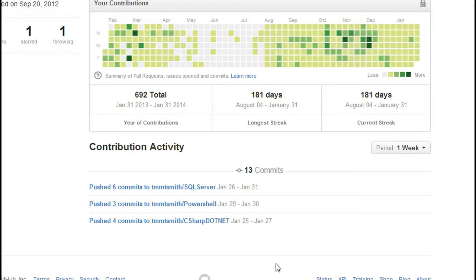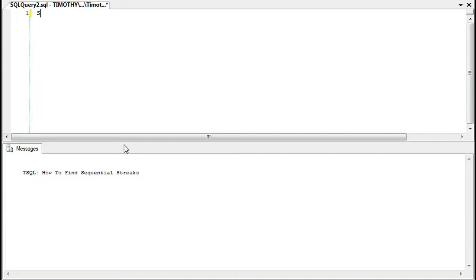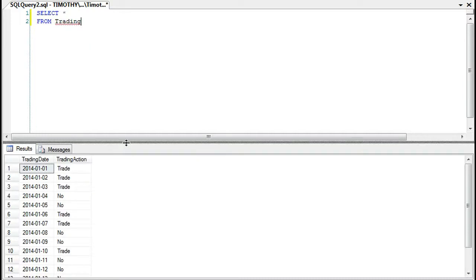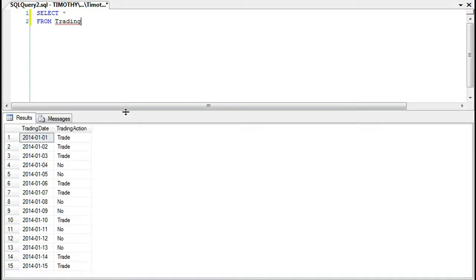With that being said, I have a very simple and contrived table. I say contrived because you wouldn't really want to store your data this way. For instance, if you're just looking at an action or not, you would want to use a bit. In this little contrived table, we have two fields, trading date and trading action. You'll notice that trading date does not repeat itself. All this table is looking at is whether the person traded or didn't trade under trading action.